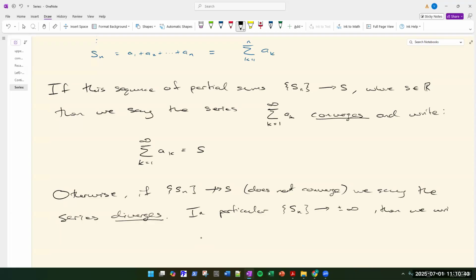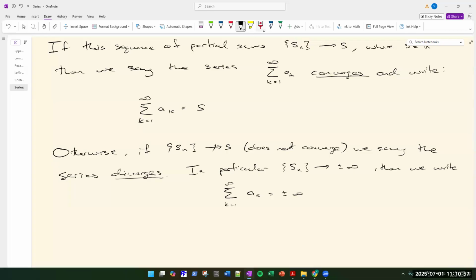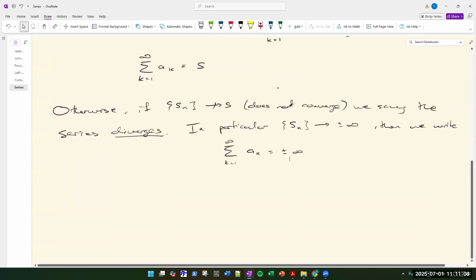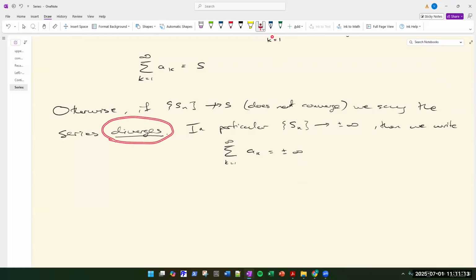Then we write the summation of a_k as k goes from 1 to infinity. You could put it equal to either plus or minus infinity, depending on what's happening to the sequence of partial sums. The reason why this is a special case of the series divergence is because I could give you an example. If I say I have a series that diverges, that does not always mean that it is divergent to plus or minus infinity.